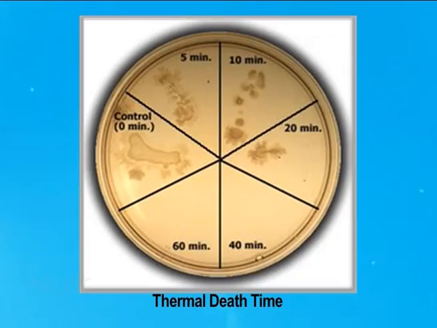Here you can see a nutrient agar plate where at 0 minutes we find numerous bacterial cells growing. However, when the bacteria is subjected to a temperature of 100 degrees Celsius, a certain amount of cell is growing after 5 minutes. You also find the amount of cells that is growing in 10 minutes. The amount of cell is also seen growing in 20 minutes, but we find no cell grows after 40 minutes and 60 minutes of heat treatment. This shows that the thermal death time of this type of bacterial cell is 40 minutes.